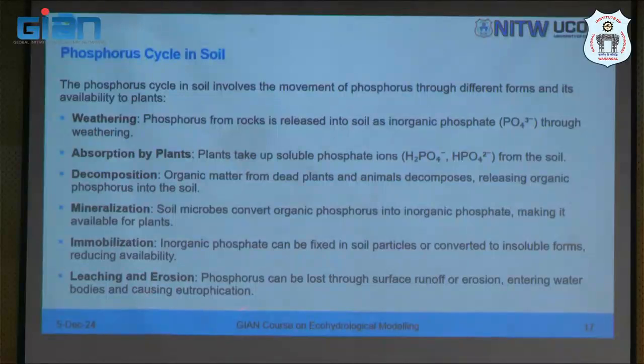And finally, leaching and erosion. Phosphorus can be lost through surface runoff or erosion, entering water bodies and causing eutrophication, right? So in addition to the plant taking up some part of it, some of it is also lost, okay?